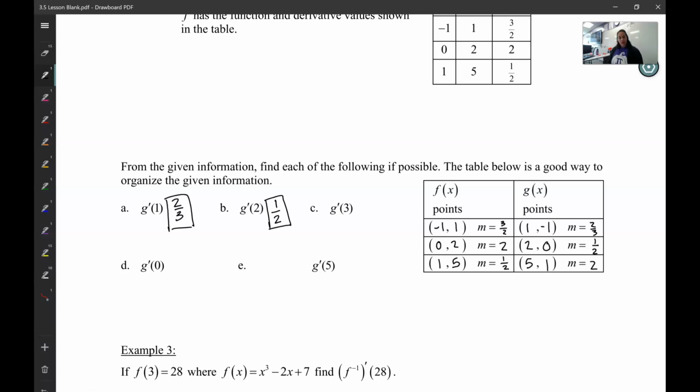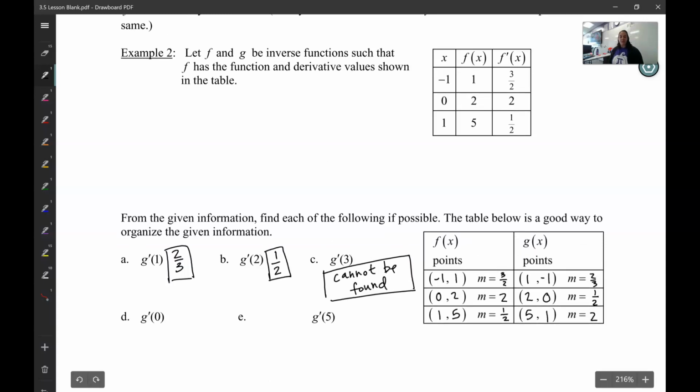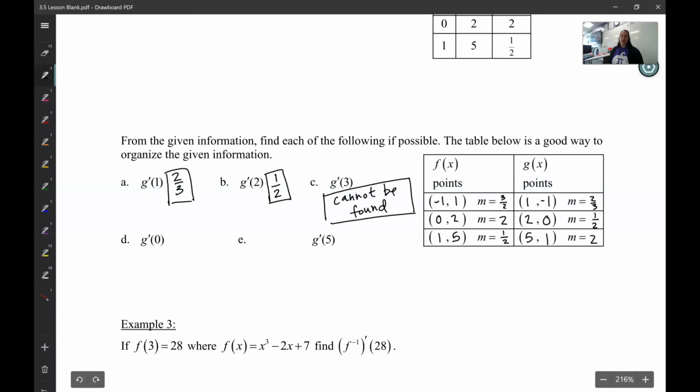g prime of 3. So go to my g column, find 3. I don't have a 3 in here. So we're going to say cannot be found. Now, a lot of teachers would say you could say it's undefined. Gary himself said, stay away from that, because it could be defined, it's just not in the points we're given. So we're just saying it can't be found in this table.